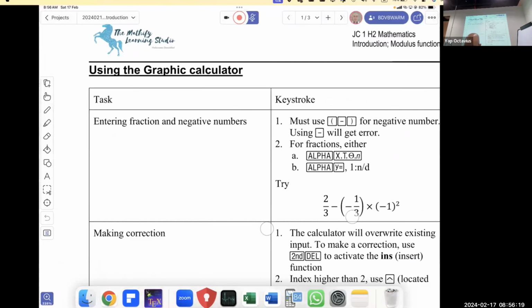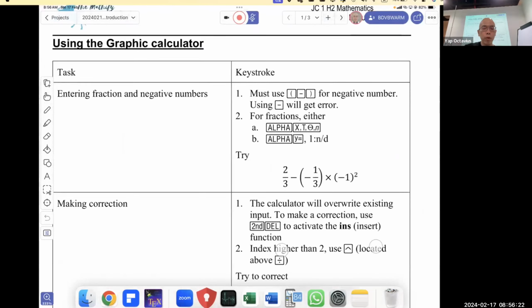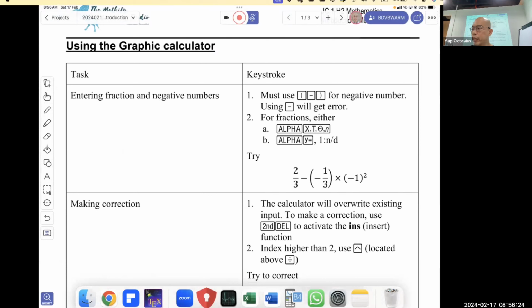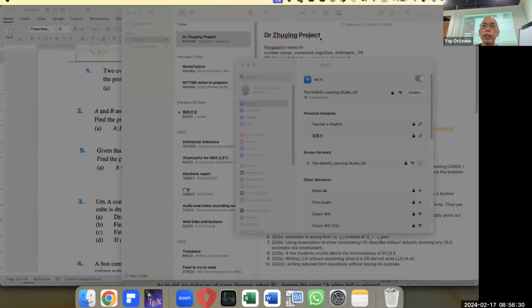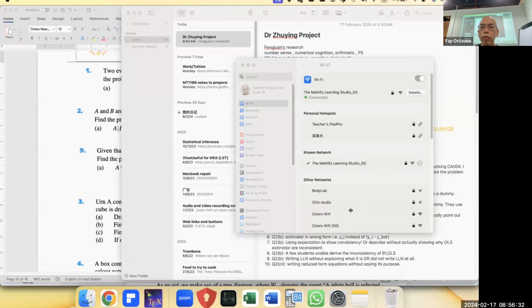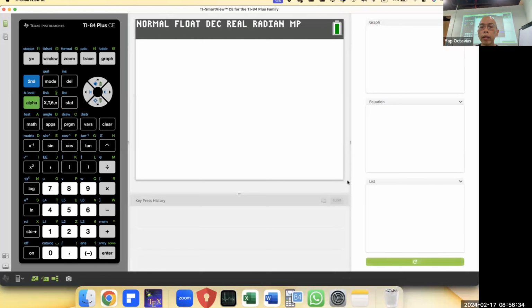Okay, come, let's switch to your GC. Let me help you all with your GC a little bit first. I think you all don't really use your GC yet. So yes, I have a GC here. Okay, so this is your GC.